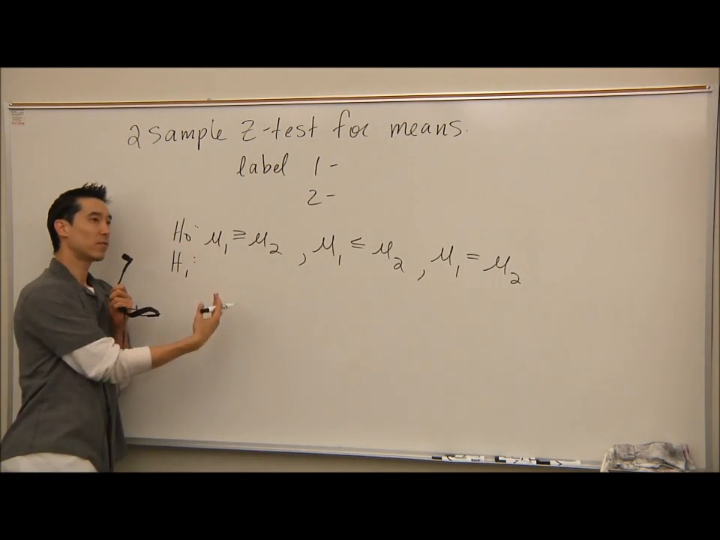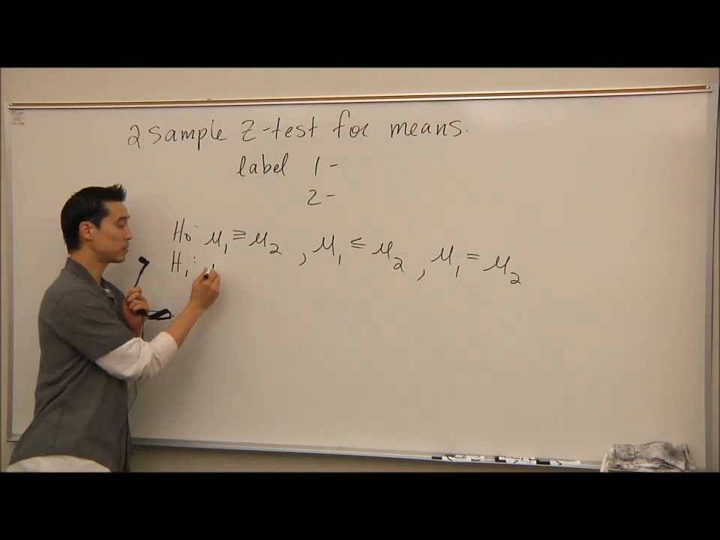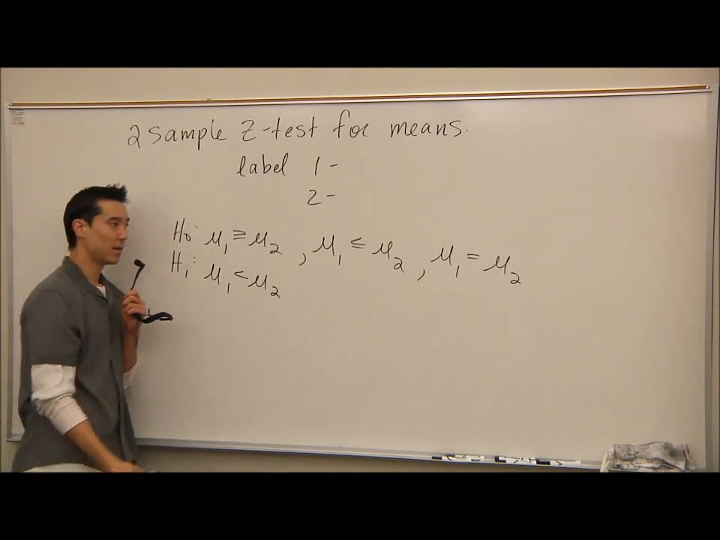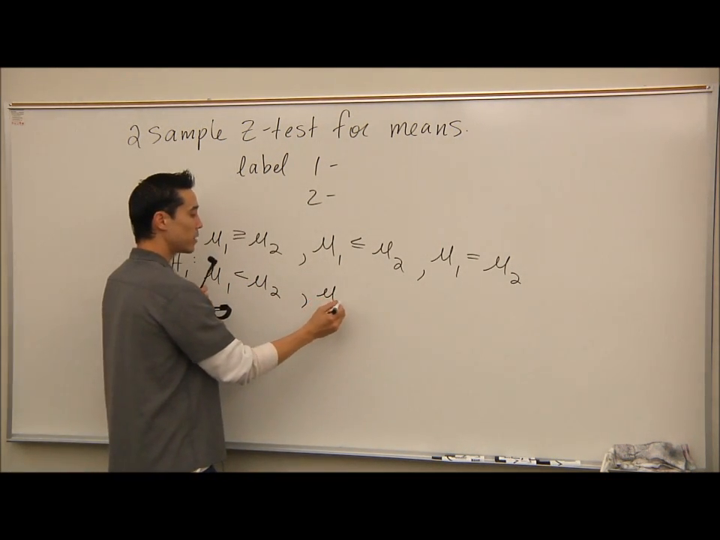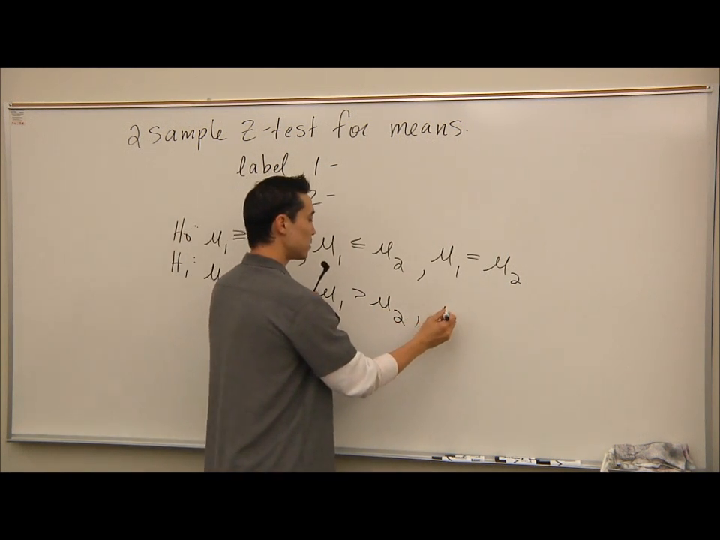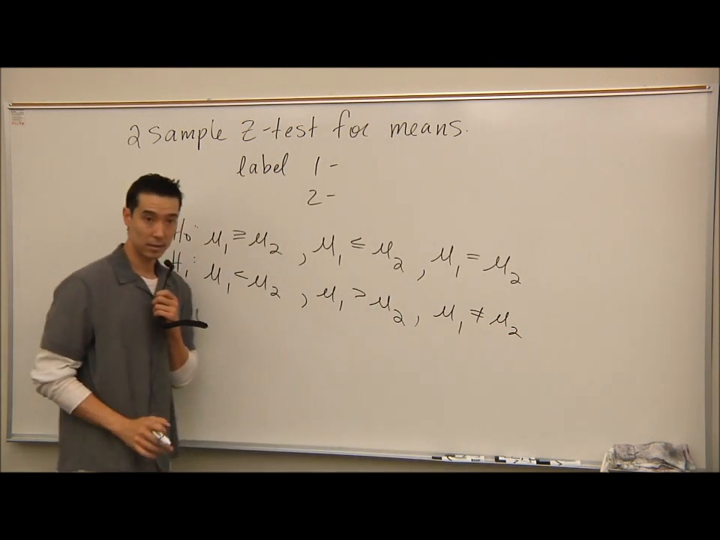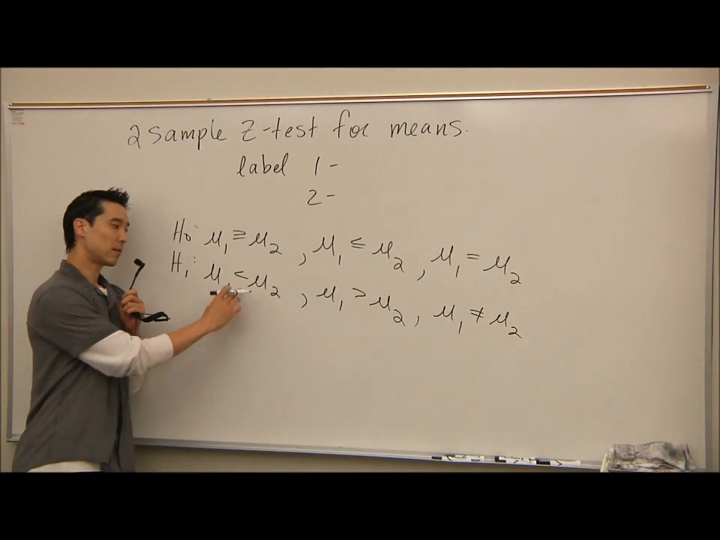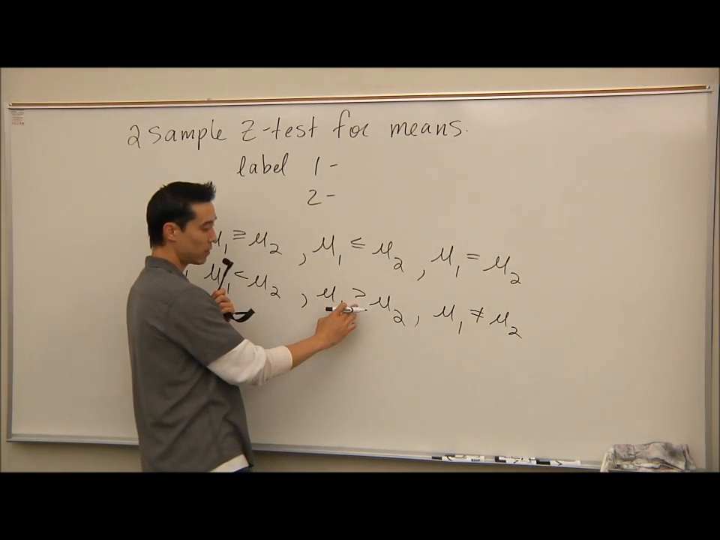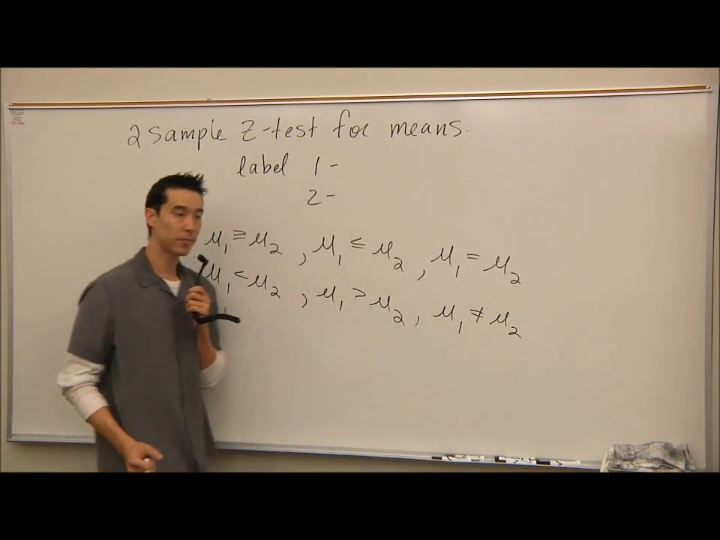Then of course our alternative hypothesis: if this was greater than or equal to, then this would be less than. If this was less than or equal to, then this one would be greater than. And if this was equals, then this would be not equals. So you still have the same 3 cases. This would be a left tail test because of the less than sign. This would be greater than, so a right tail test. Not equals would be a two tail test.